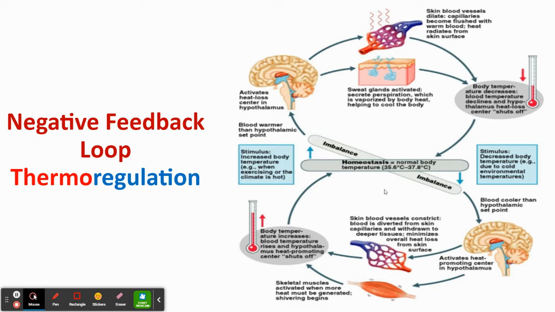So we get too hot. The stimulus is increased body temperature. The sensor is going to be in the hypothalamus, and that's the set point, and that's also the control center because blood's flowing through there. It's going to send a signal to the effector organs, and those effector organs are going to be the blood vessels near your skin, the capillary beds. That's going to cause vasodilation. That means that the vessels are going to get bigger in diameter. They're going to increase blood flow to the surface of your skin, and that's when you would flush. You get red in the face.